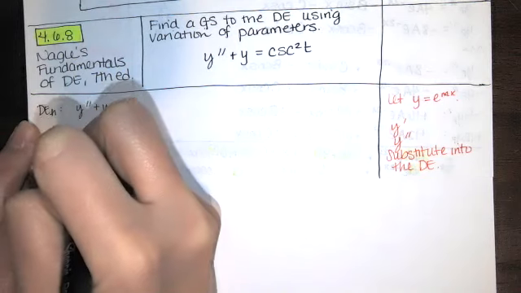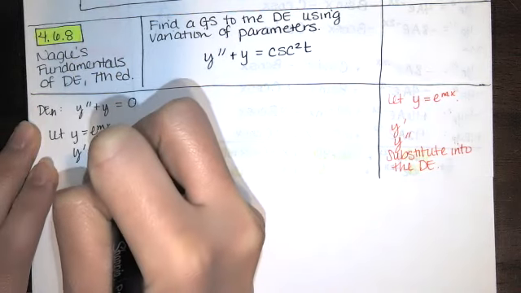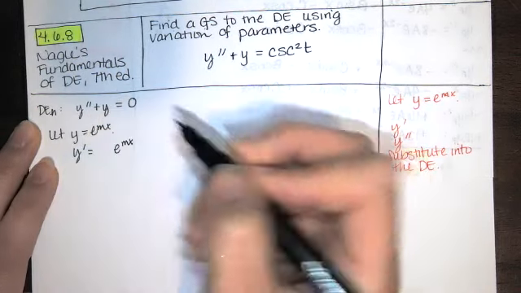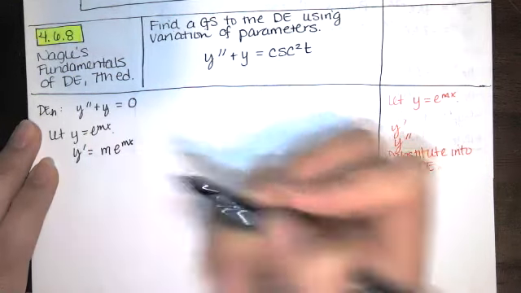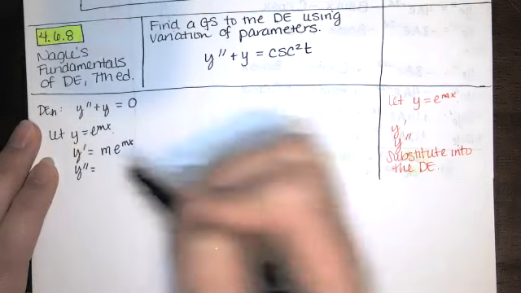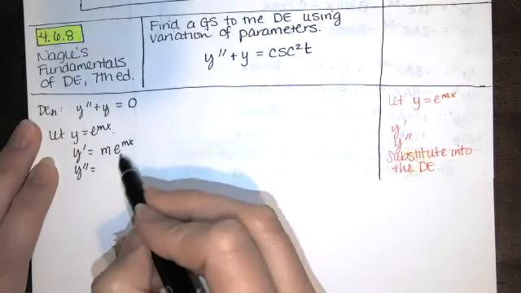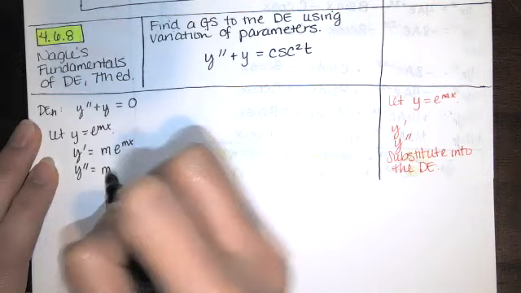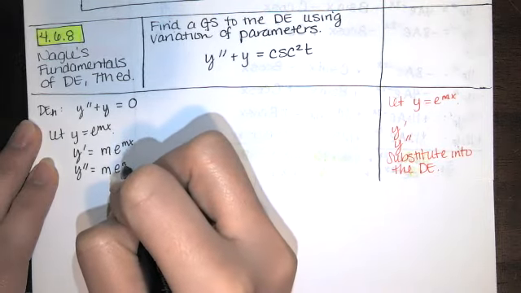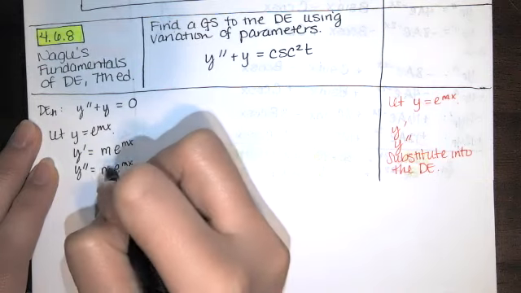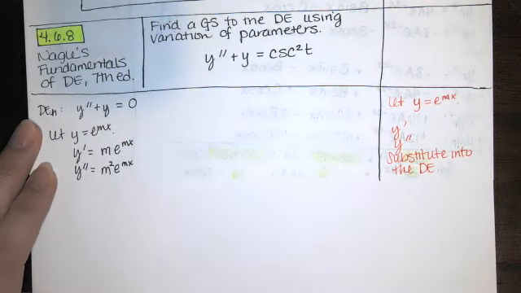The derivative of e to the mx is e to the mx times the derivative of the inside. The derivative of a constant times x is just the constant. So we multiply by an m. If you take the derivative again, you're going to get another m because you're just going to bring your constant down and multiply by the derivative of e to the mx. Derivative of e to the mx is e to the mx times the derivative of the inside, which gives us another m. So we've got an m squared there.